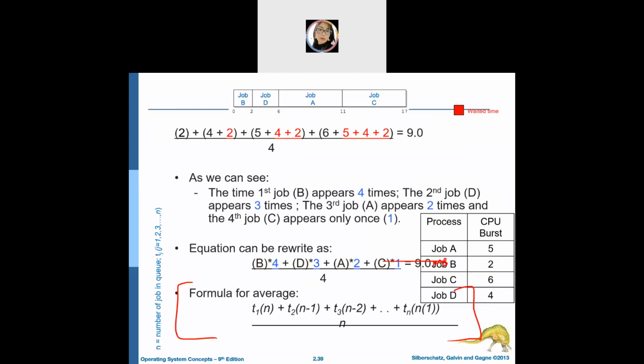T means time. T means your process. Which one is the first process? And how many CPU bursts does that first process have? And how many times are you going to have it? If you have N processes, then you're going to have N. If you have 3 processes, you're going to have 3. So N is the total number of processes, the number of jobs in a queue.